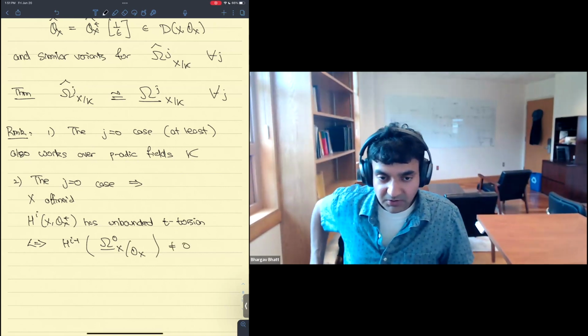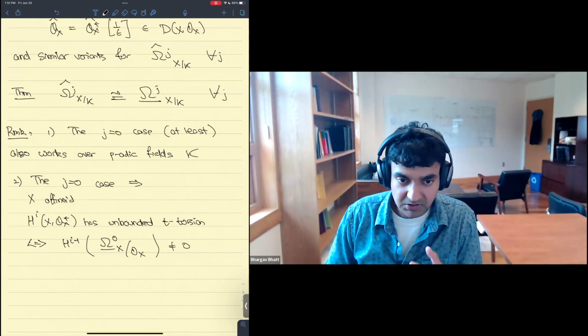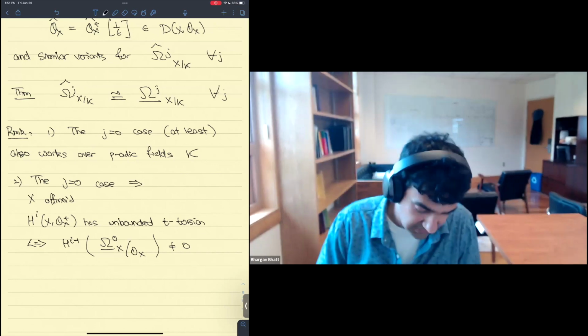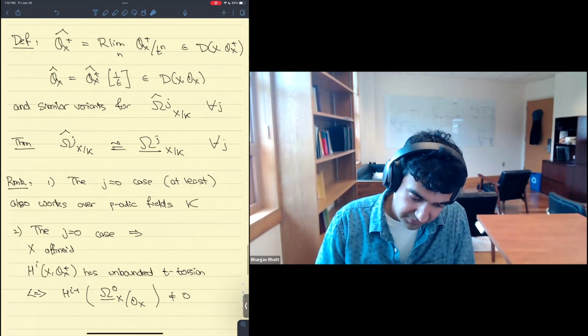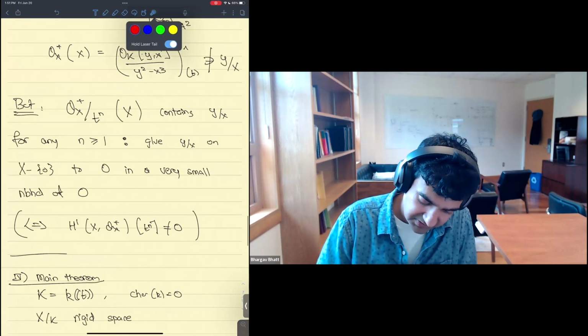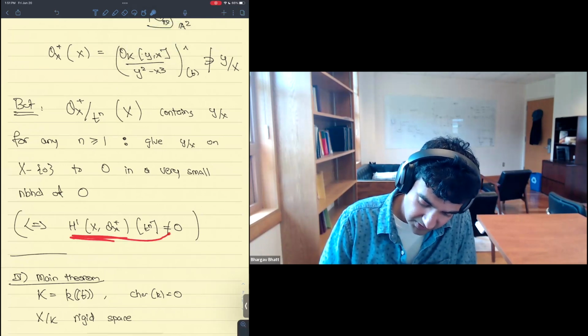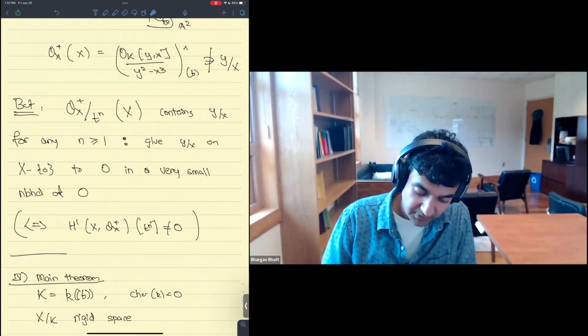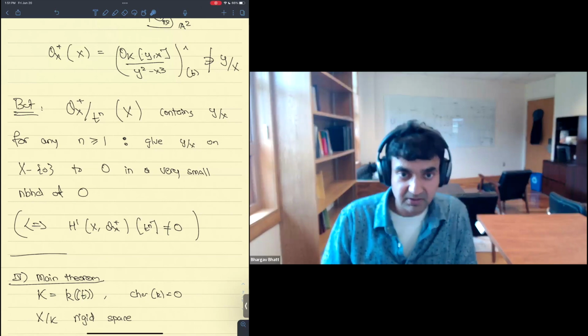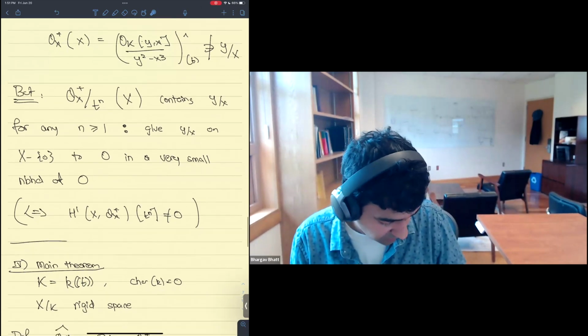So as soon as you see a non-Du Bois singularity on your rigid space, you should have expected to see this unbounded T torsion. And the example I did of the cusp was maybe just the simplest example of this, because I said this H1 was 0 for all n, and that corresponds to the fact that X is not normal, or not Du Bois.